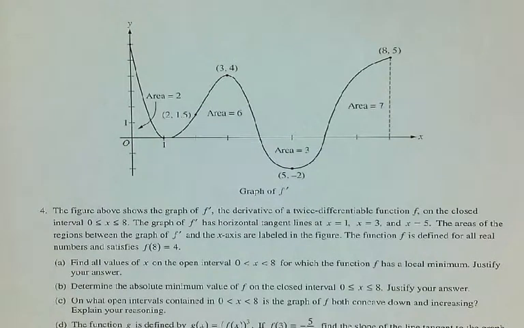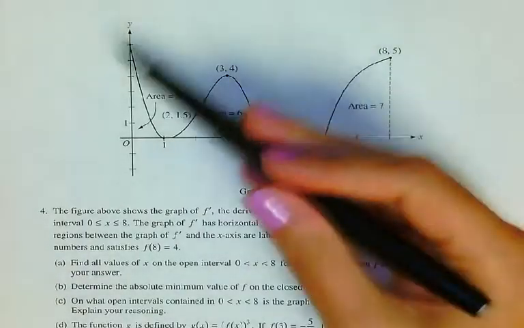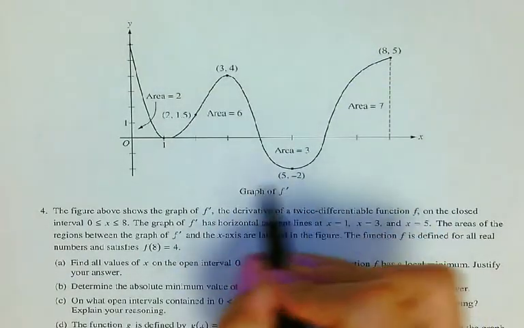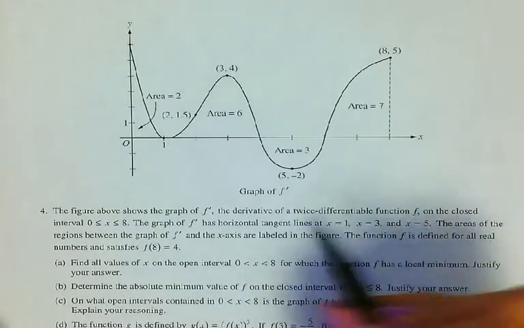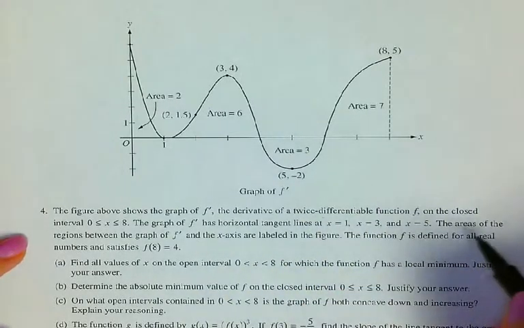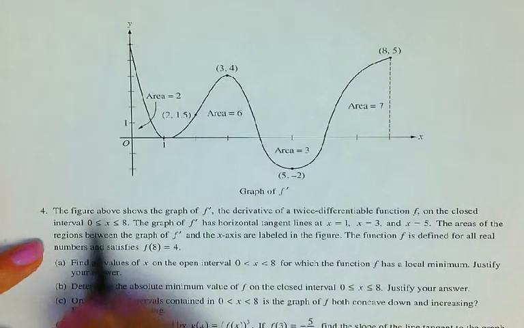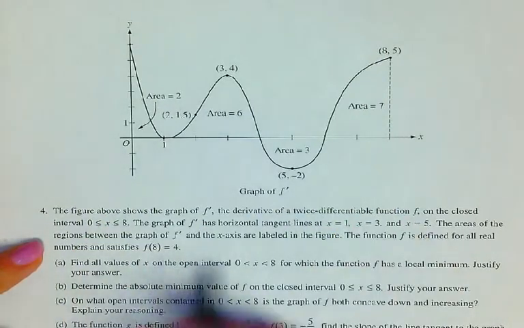All right, this is 2013 number 4. I'd consider this a function analysis problem. So they've given us this graph here. Notice that the graph is of the derivative, okay? So it is of f prime, and they're telling us it's twice differentiable, so I know we're continuous and all that good stuff on this closed interval from 0 to 8, okay?